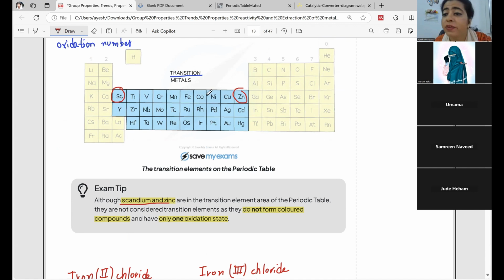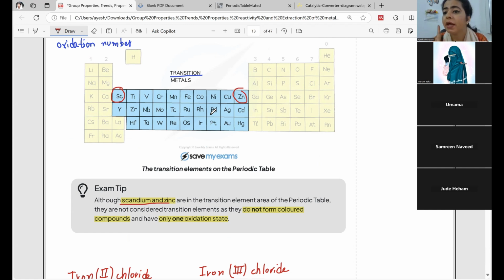You can see they're part of the transition groups. Transition 10 groups, they're part of the transition groups. But still, these two are not transition metals. This is also one important exam question. They can ask you, scandium and zinc, are they transition or not? You will come back to the periodic table, you will see, okay, they are in the 10 groups, so yes, they are transition. No. Why are they in the transition block, but still they are not transition metals?